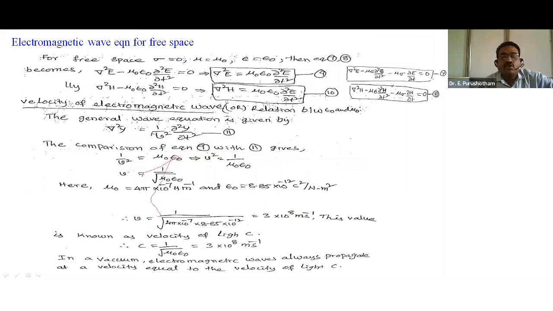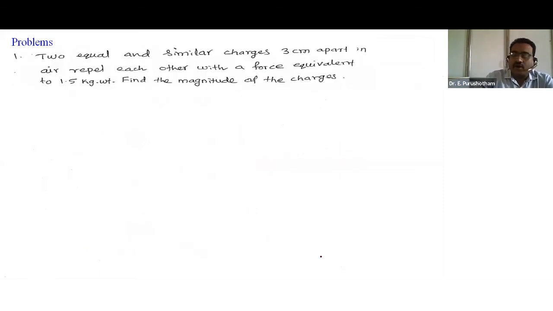So v is equal to 1 by root of, substituting 4 pi into 10 to the power minus 7 and 8.85 into 10 to the power minus 12. So 3 into 10 to the power 8 meter per second. This value is known as the velocity of light c. So velocity of light c is equal to 1 by root of mu naught epsilon naught. This is the relation between mu naught and epsilon naught. That is equal to 3 into 10 to the power 8 meter per second. In a vacuum, electromagnetic waves always propagate at a velocity equal to the velocity of light. Up to here, if you have any doubt, please ask me.